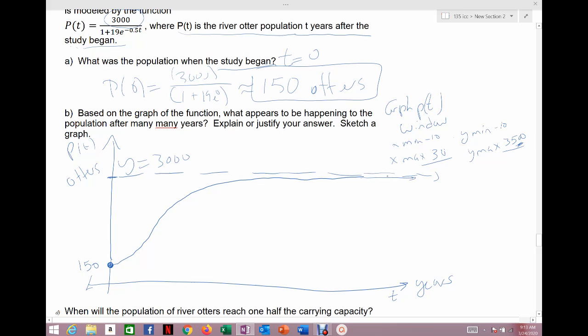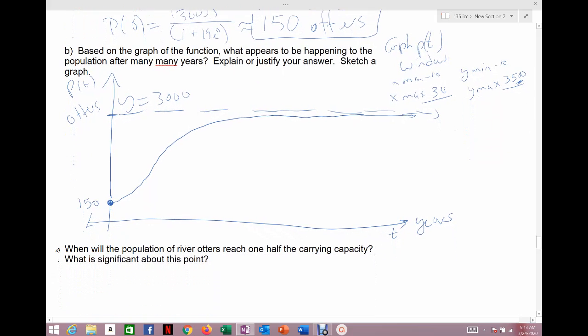Alright, approaches that number. So your calculator should have this shape on it. And so explain what, and there's different ways you can explain it. You can explain it as a limit, or you can just say, as time goes to infinity, as my t values go to infinity, the maximum population for the otters is estimated to be 3,000 otters.